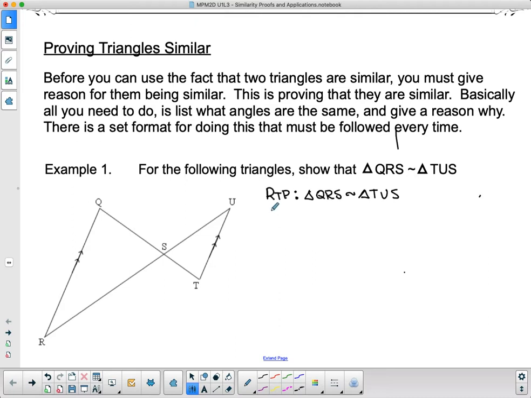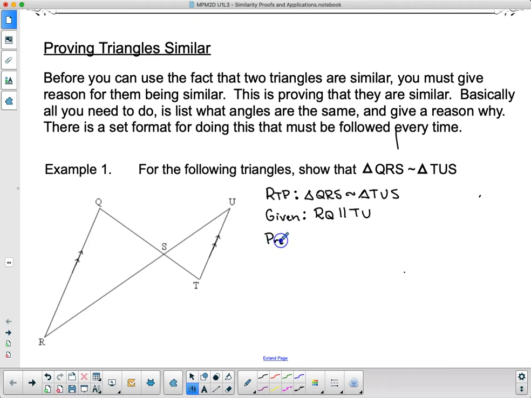And then we're going to say given. So you have to take a look at your triangles and see if there's anything that they've given you. And in this particular triangle, they've given us the fact that we've got two parallel lines here. And if we want to use the fact that those lines are parallel, we probably would like to name them as parallel in our given. So RQ is a line segment that is parallel to TU.